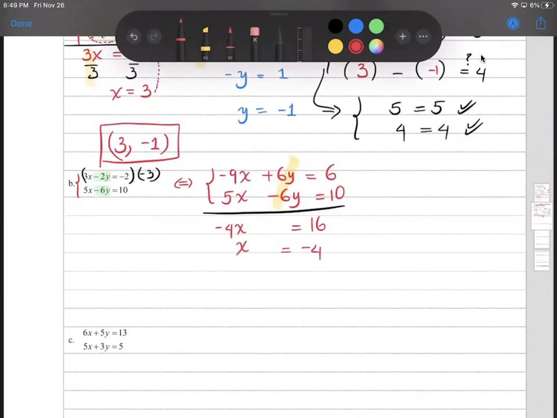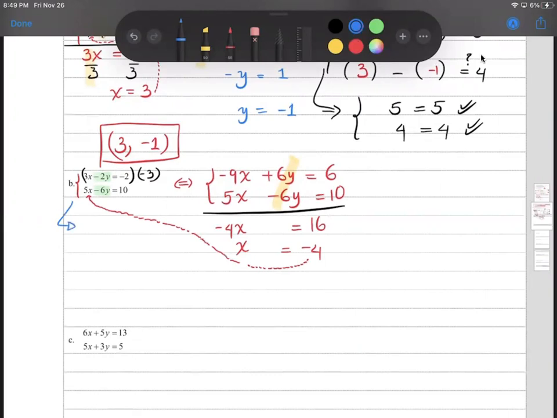Again, once I have the value of the one variable, I'm going to plug that value back into one of the equations to solve for the remainder. So I'm going to plug in x equal negative 4 into the bottom equation. Somebody else could have picked the top. It doesn't matter. The reason I picked the bottom is because it's convenient in terms of writing.